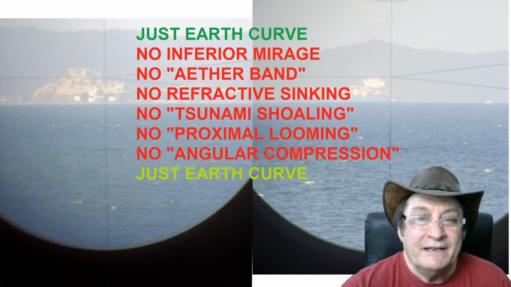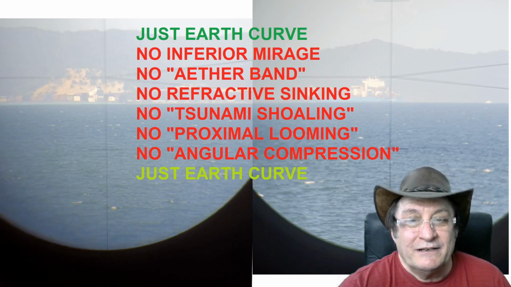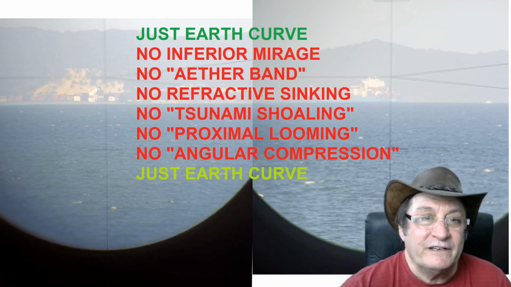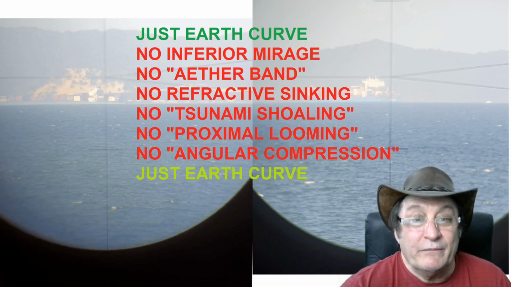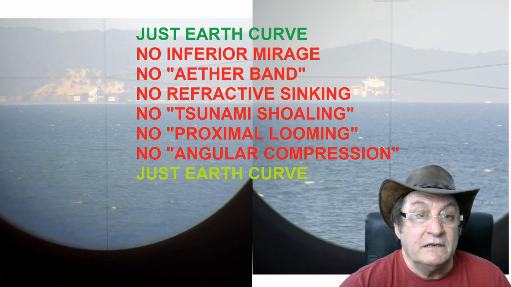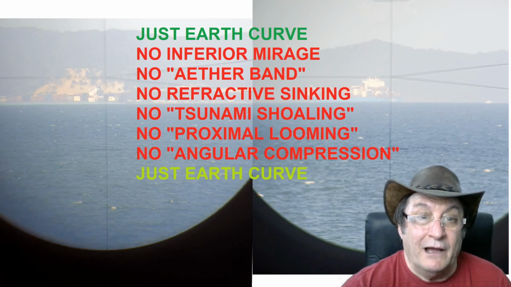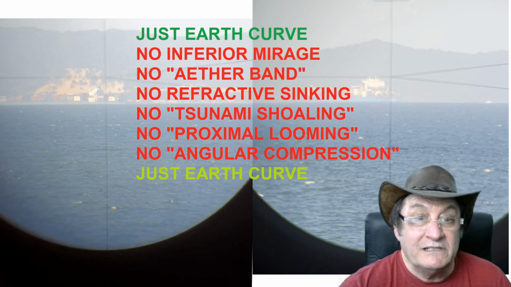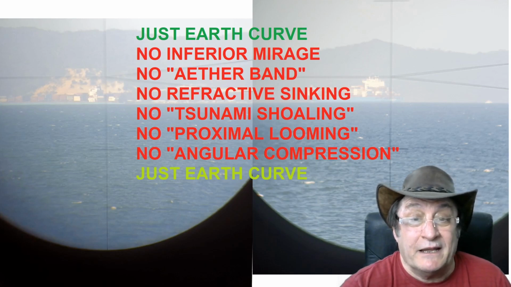So in summary, this is a demonstration of the effects of Earth curvature. There's no inferior mirage. There's no ether bend. There's no refractive sinking. There's no tsunami shoaling. There's no proximal looming and no angular compression. It's just Earth curve. And this observation shows that. Oh dear, Mother Nature refuses to bend to the will of flat earthers yet again.